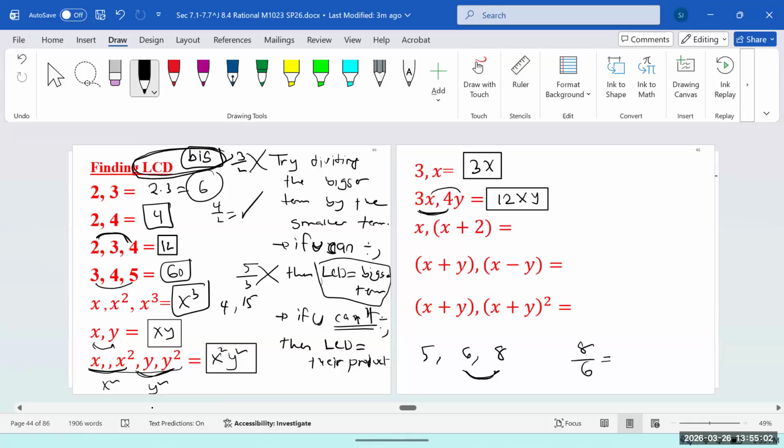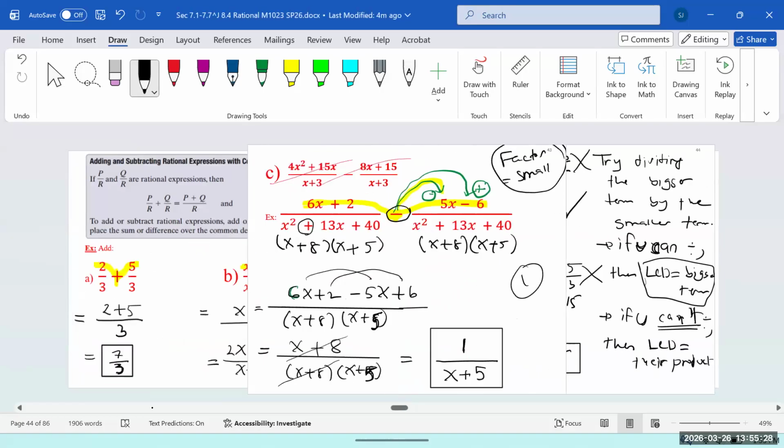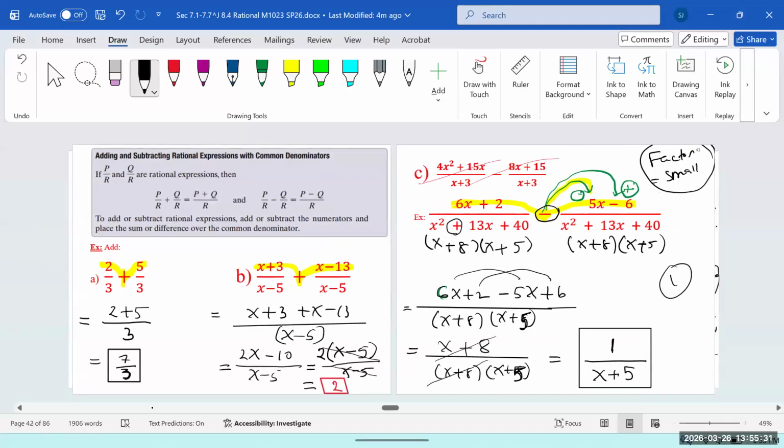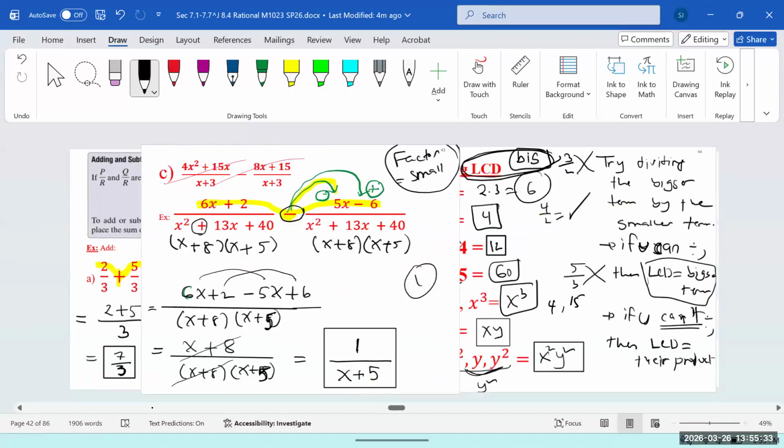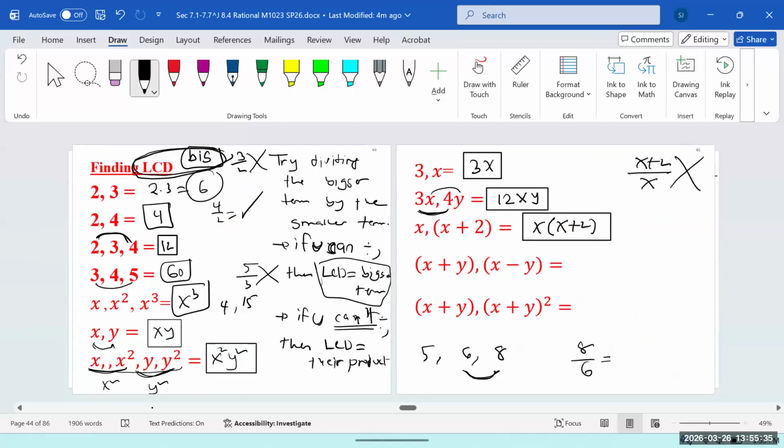And how about the next one? We have x plus 2 and x. Can you divide x plus 2 by x evenly? No, because 2 doesn't have any x. So not divisible, not possible. That means what is the LCD? You don't have to distribute, just keep both of them. We don't have to distribute because our goal, at the end, is to cancel them. If you distribute, then you cannot cancel.